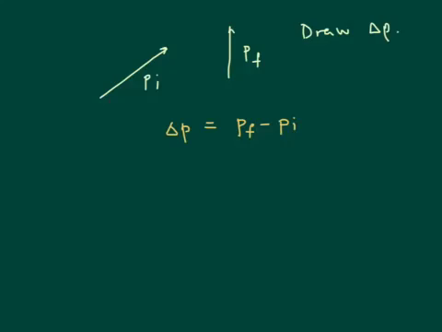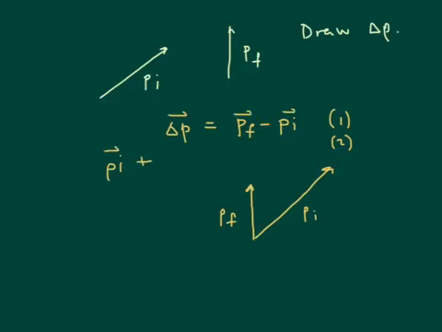The shortcut says, step 1, connect the 2 vectors tail to tail. This is the final, and that's the initial. Then it says, consider the vector addition. Instead of looking at equation 1, look at equation 2. Write down the vector addition. You would write it by adding pi to both sides. Oops, I forgot my vector signs. Pi plus delta p equals final momentum.